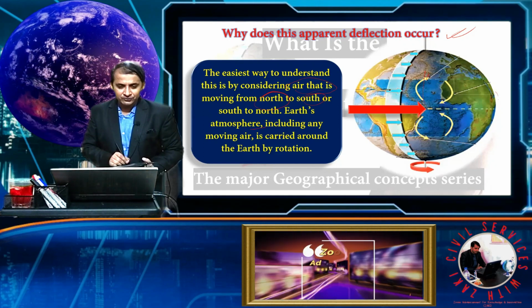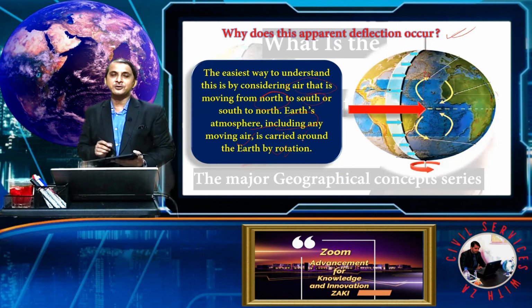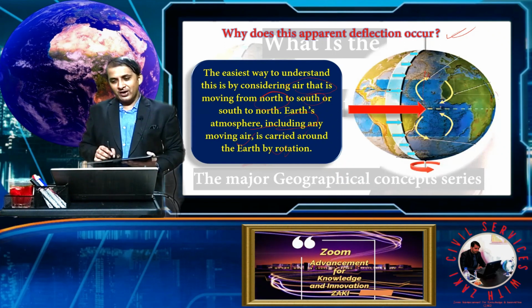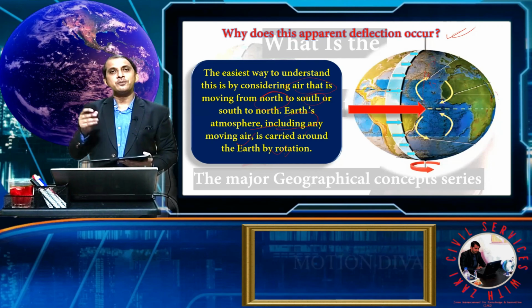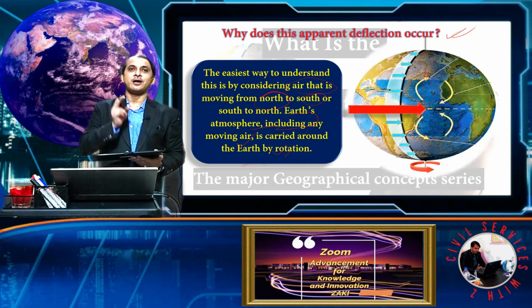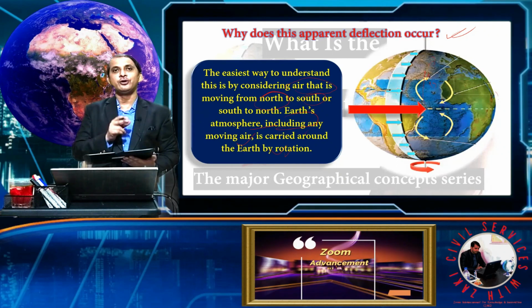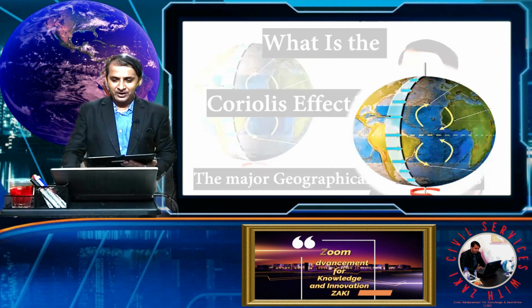Earth's atmosphere, including any moving air, is carried around the earth by rotation. Why is this type of cloud carried around the globe? Due to the rotation of the earth. So the rotation of the earth plays an important role in this circulation. So see here one by one.